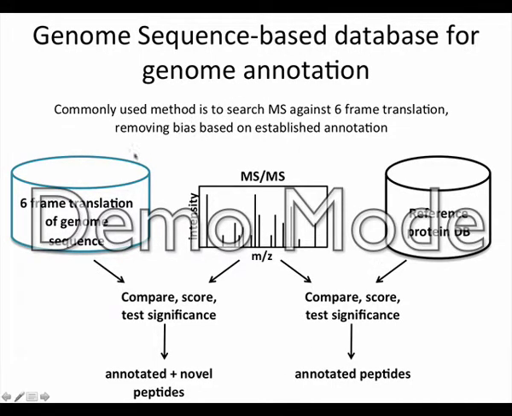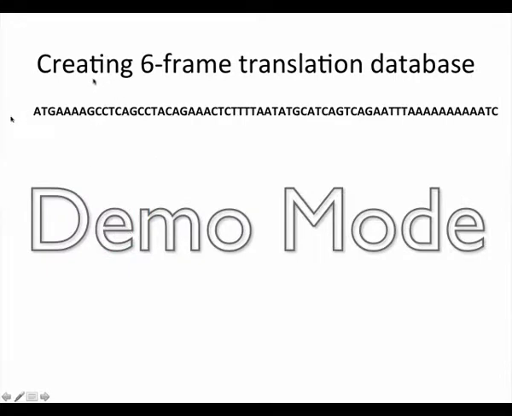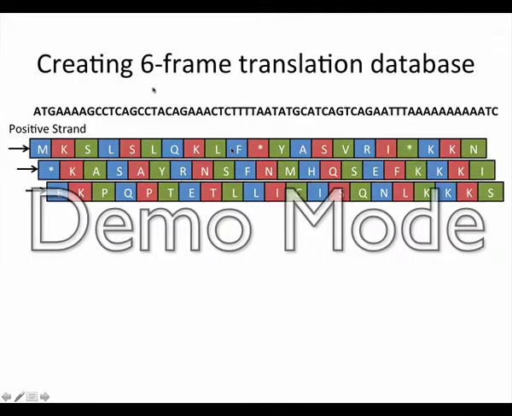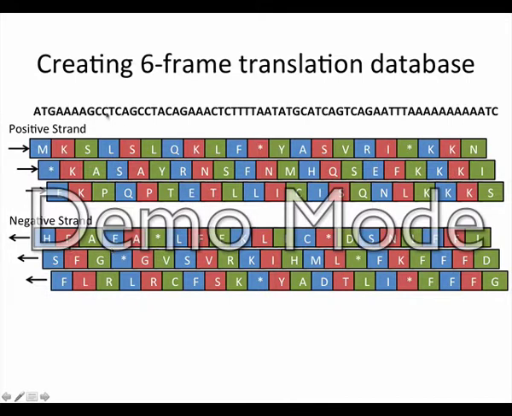So here you can find both annotated and novel peptides using a 6-frame translation. So what is a 6-frame translation? Okay, so say this is your genomic sequence from exome sequencing or whole genome sequencing. You have your positive strand, and then there are 3 options of where to start on the positive strand, right? You can start with ATG, you can start with TGA, or you can start with GAA. These will all give you completely different sequences, so that's 3 of them.